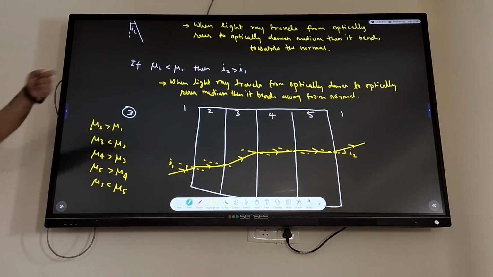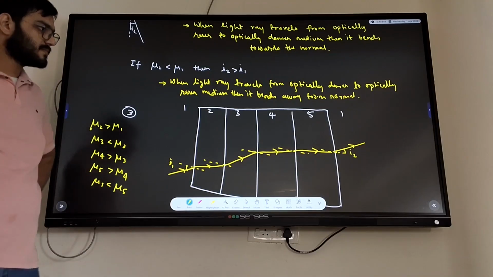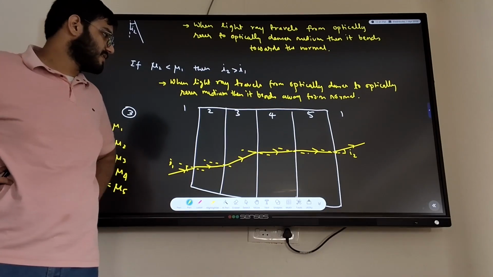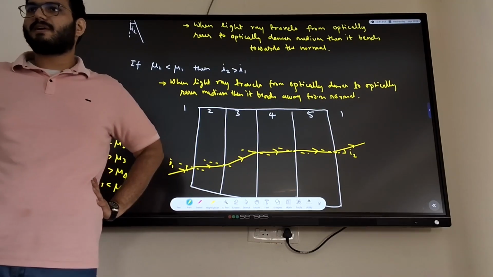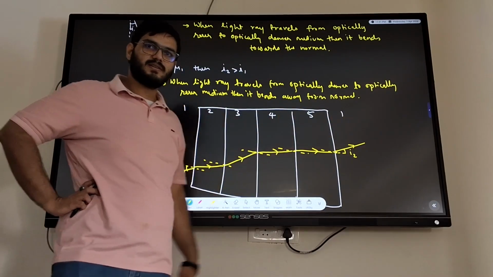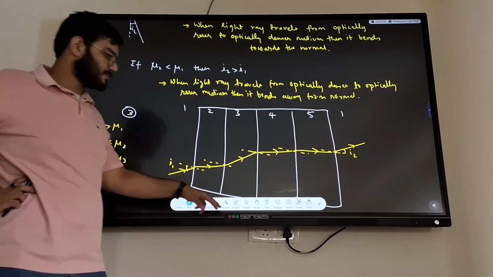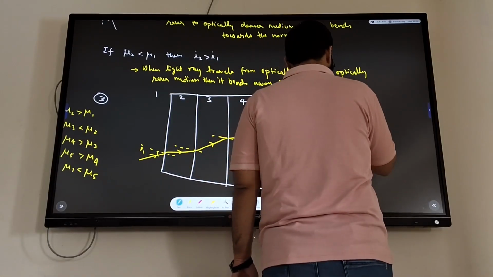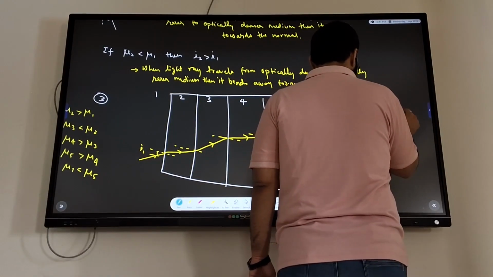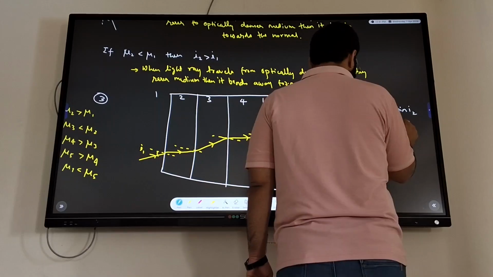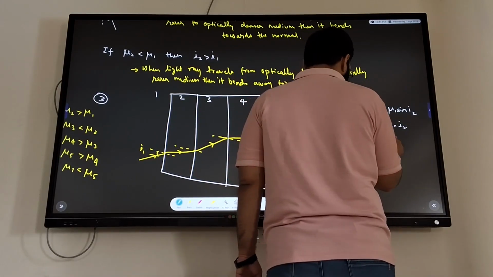Is there any relation between I1 and I2? They are always parallel to each other. How can you make that statement? We can prove it mathematically by applying Snell's law. See, this is medium 1, it has refractive index mu1. This is also medium 1, refractive index mu1. Then by applying Snell's law, what can you say? Mu1 sin I1 is equal to mu1 sin I2. That means sin I1 is equal to sin I2. That means I1 is equal to I2.